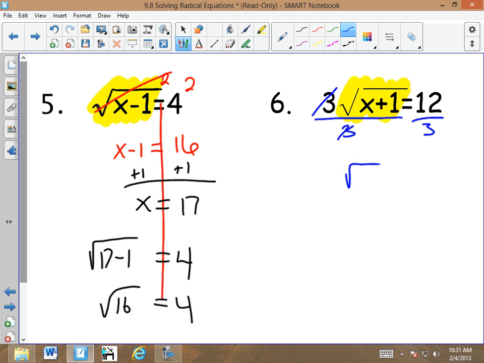The 3's cancel. The square root of x plus 1 equals 4. Now, is the square root alone? Is there anything on either side of the square root? No, everything's inside. So I square it. X plus 1 equals 16. X equals 15.